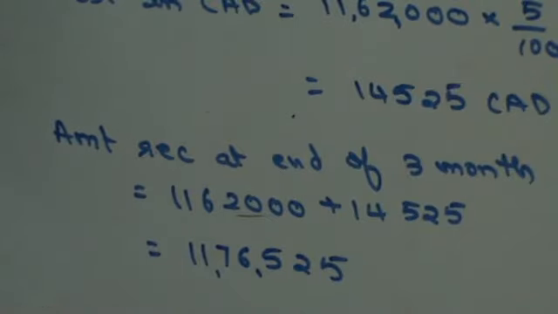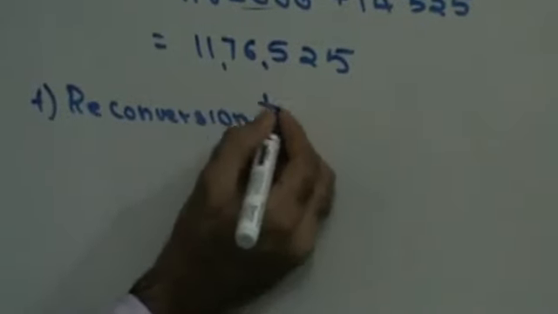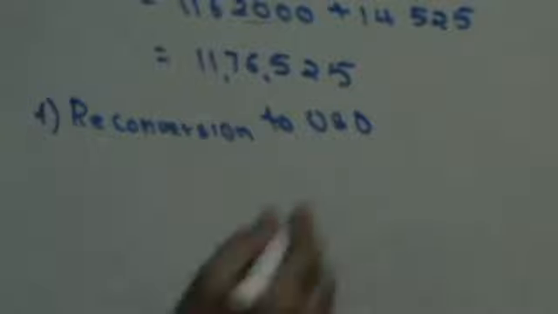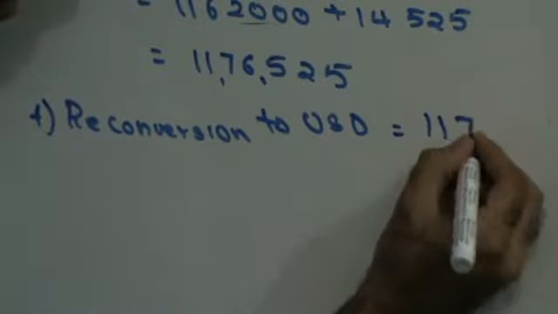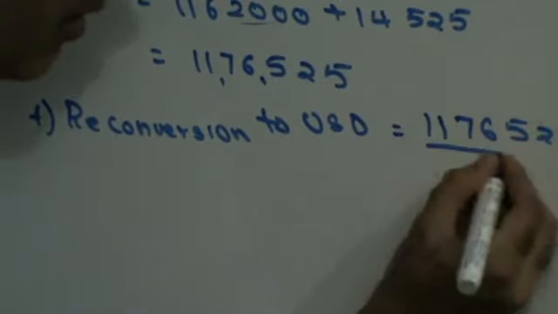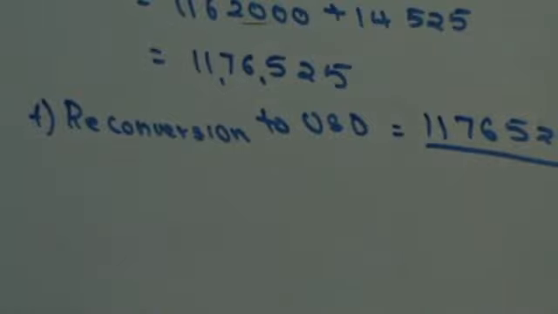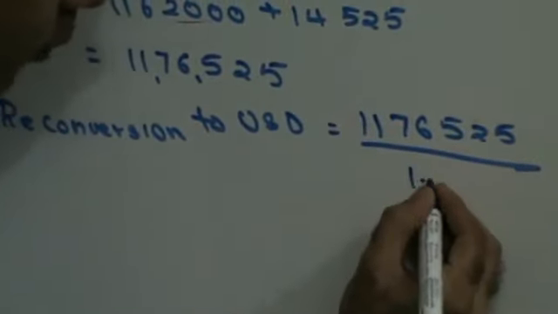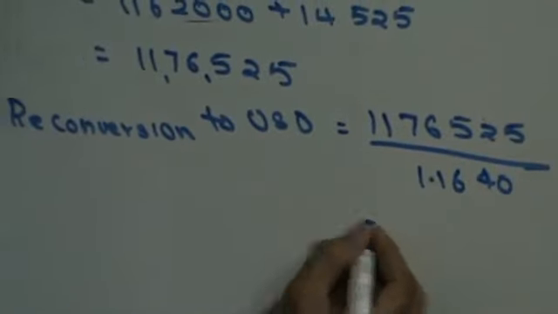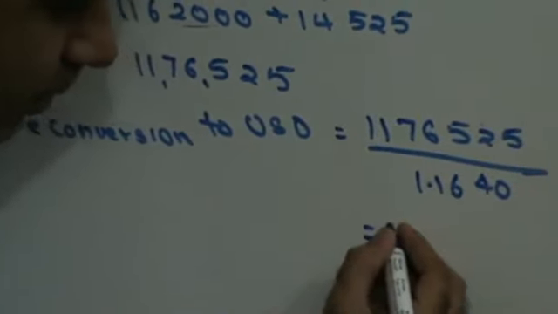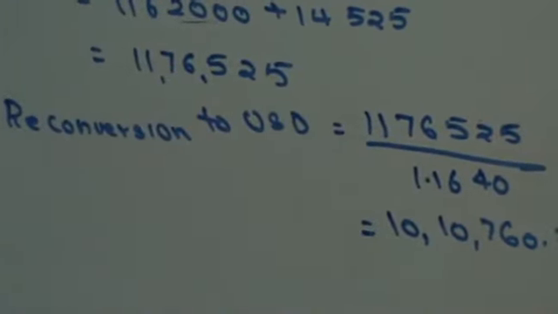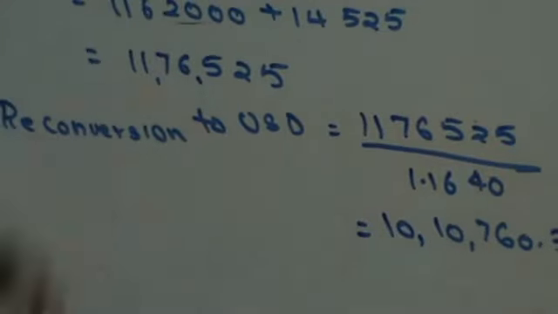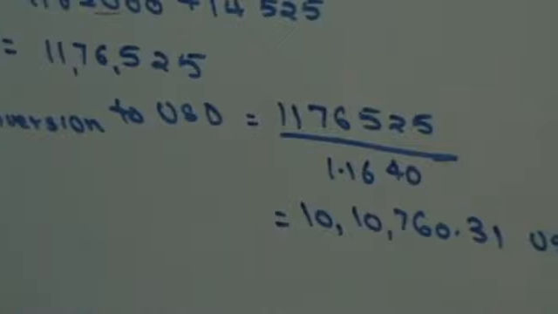As soon as I get this money, I should transfer this back to US. So, reconversion to US dollars, right? How do I convert Canadian dollars to US dollars? By dividing by the rate, 11,76,525. I'm going to reconvert this after 3 months, so I have to take my forward rate 1.1640. How much is that? 10,10,760.31 dollars. Right? This is the amount that I will get on reconversion.